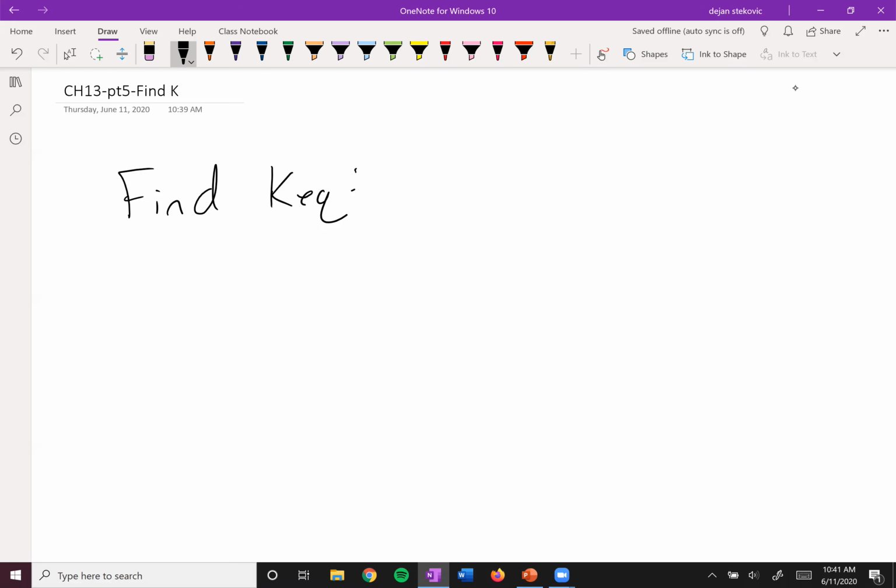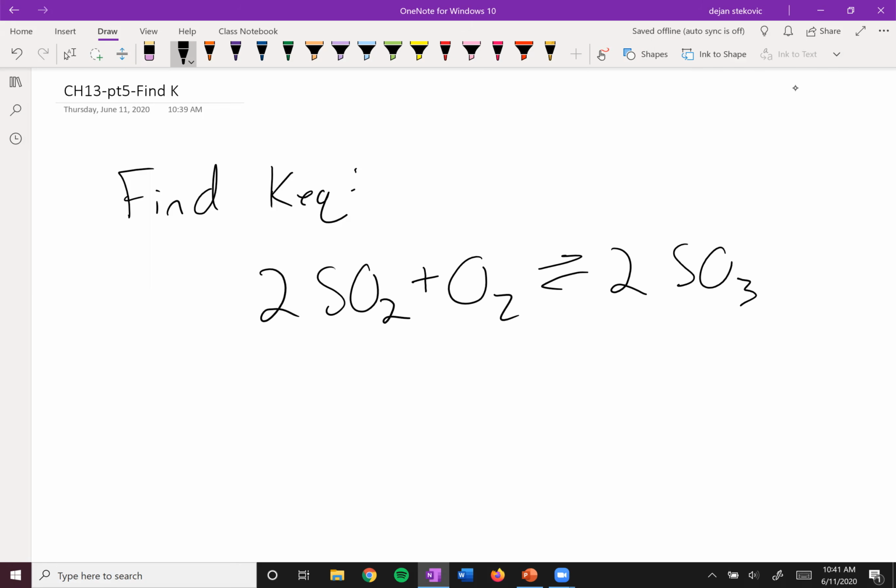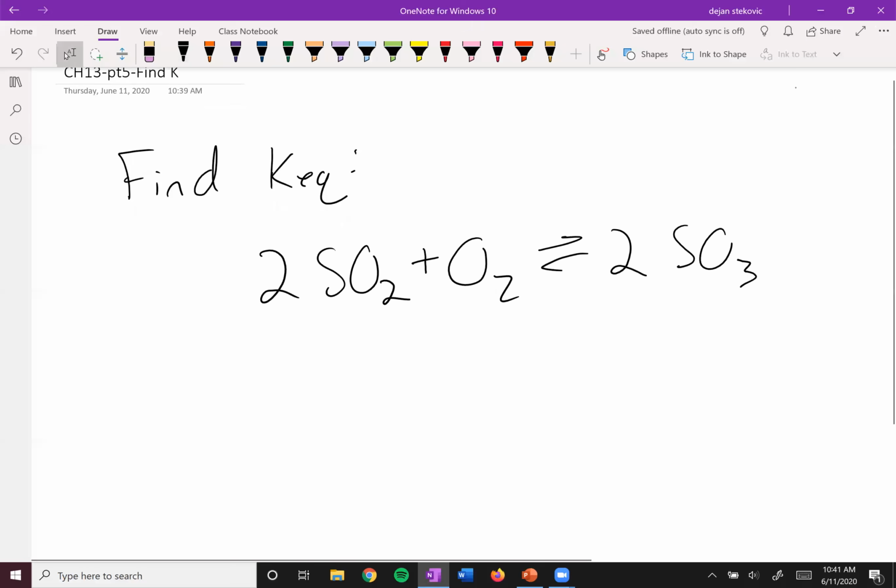Here we're going to talk about K as at equilibrium, Q not at equilibrium. So KEQ, a bit redundant, but whatever. So let's take a look at what we're looking at. We're talking about two SO2s combining with an O2 to turn into two SO3. And so if we want to find KEQ, we need to know the concentrations at equilibrium.